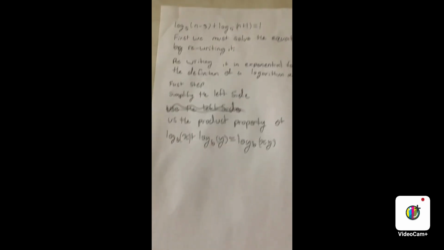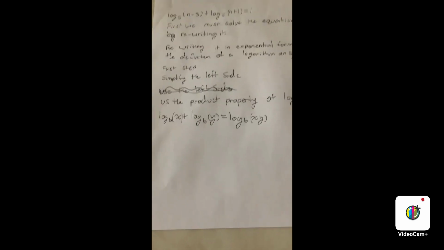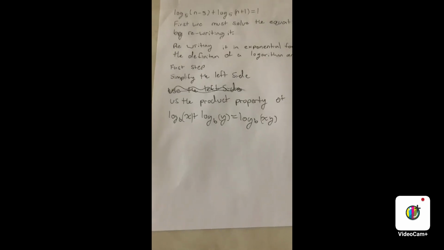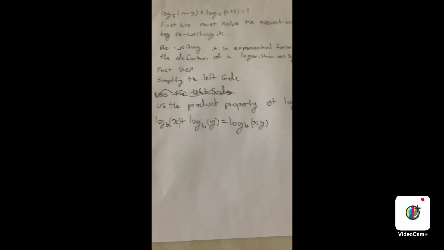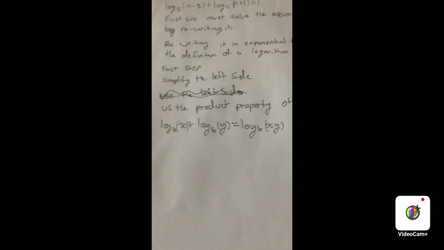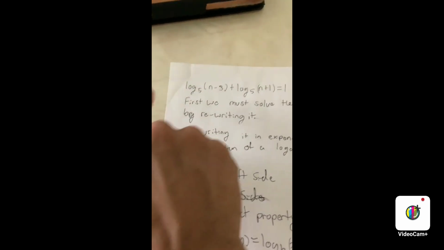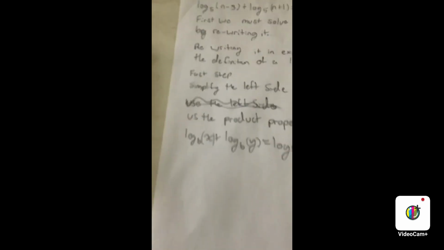We will rewrite it in the exponential form using the definition of a logarithm, and we must simplify the left side. In order to do so, we must use the product property of logarithms, which is log base b of x plus log base b of y equals log base b of x times y. So if we apply that to our problem, we will come up with.